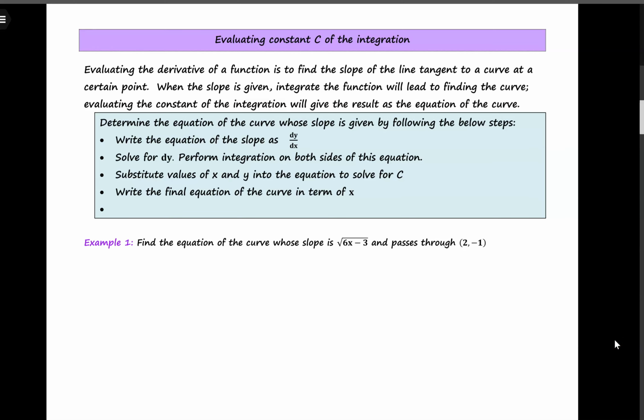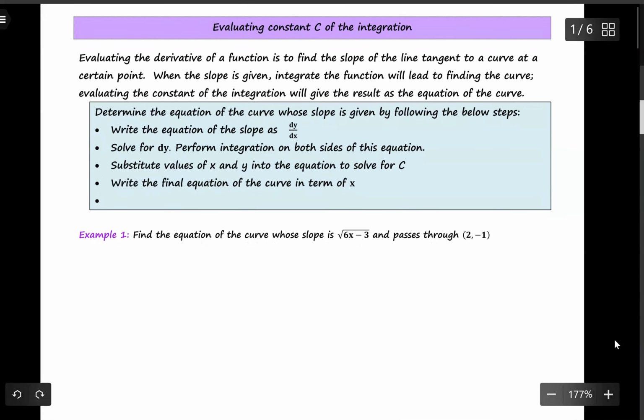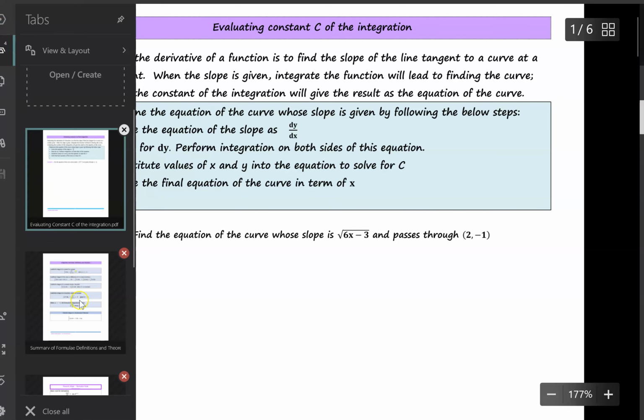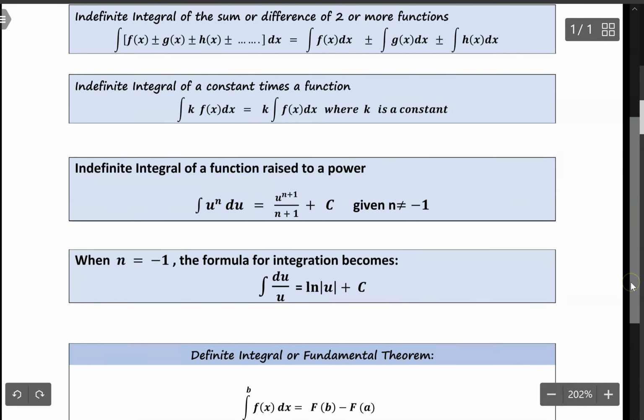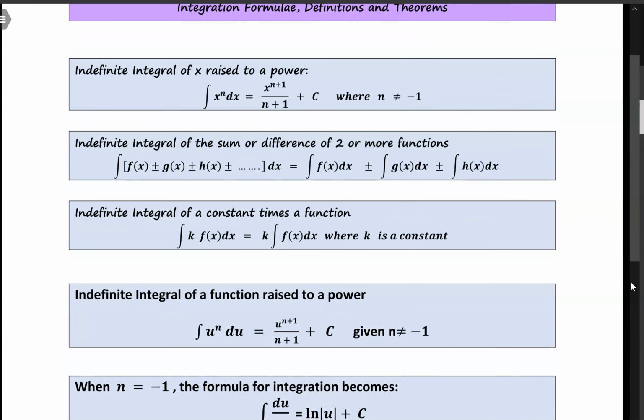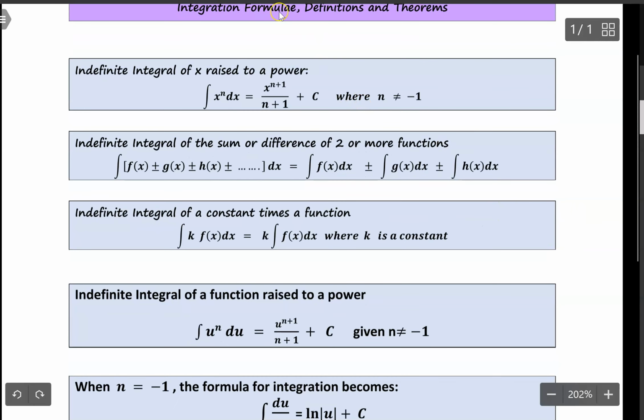Hello everyone. In this video, we will learn to evaluate the constant of integration. So let's go back and review all the formulas that we have learned so far. Alright, okay. So in here, we have the integration formula, definitions, and also theorem.